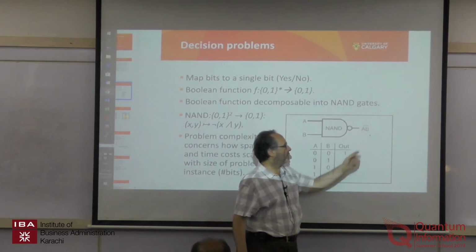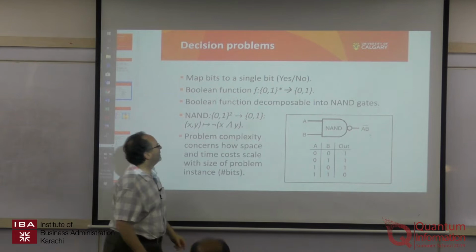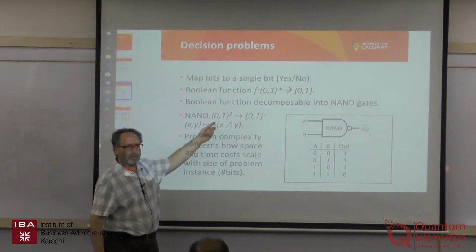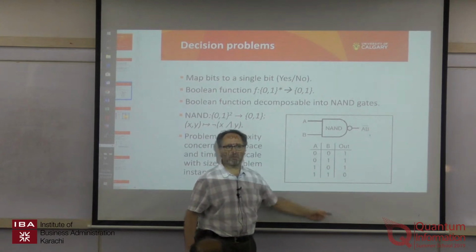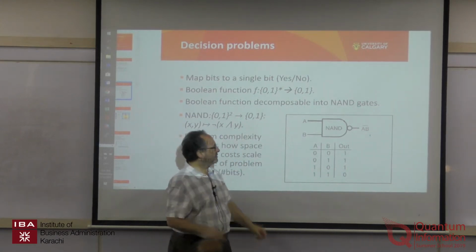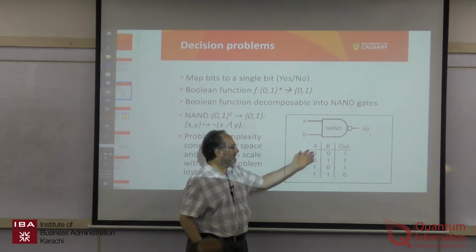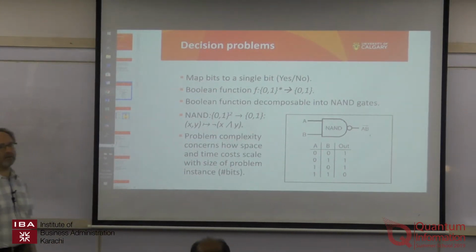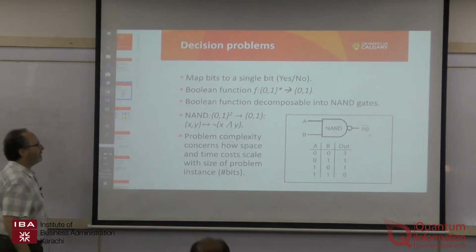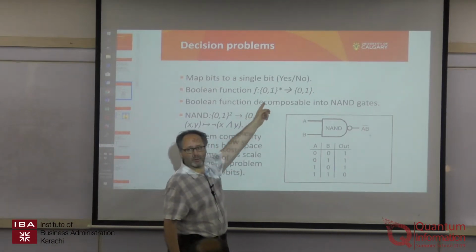And the NAND then puts out not of the product of A, B, which I also wrote here in another way, the not of the product. And you can see the truth table over here. So you do the AND of A and B, and then you take the NOT to get the output. It turns out that that's the only gate that you require to construct any Boolean function.